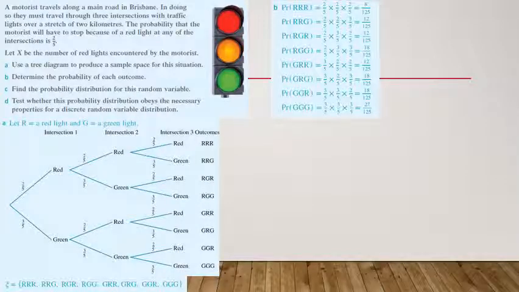A motorist travels along a main road in Brisbane. In doing so, they must travel through 3 intersections with traffic lights over 2 kilometers. The probability that the motorist will have to stop because of a red light at any intersection is 2/5. Let X be the number of red lights encountered by the motorist. A. Use a tree diagram to produce a sample space for this situation.